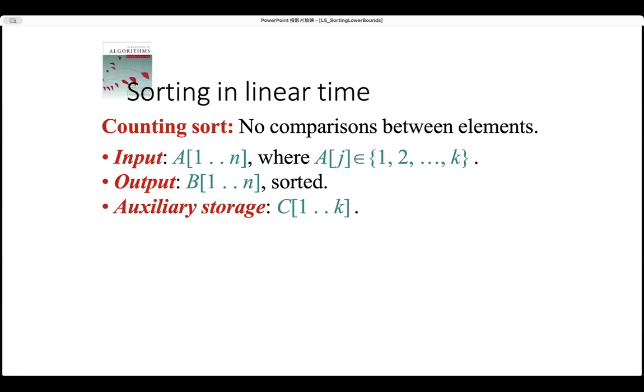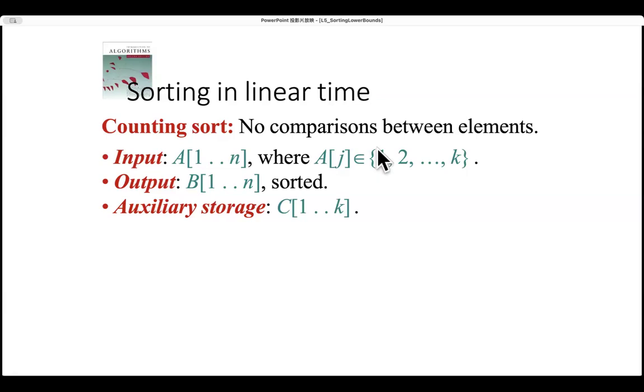So here, you have n numbers stored in the array A. Be careful here: we assume the numbers you want to sort are in the range of 1 to k. This k could be smaller than n, or it could be larger than n.